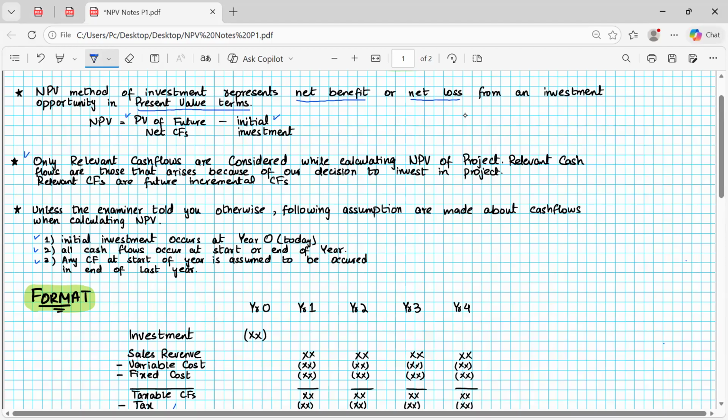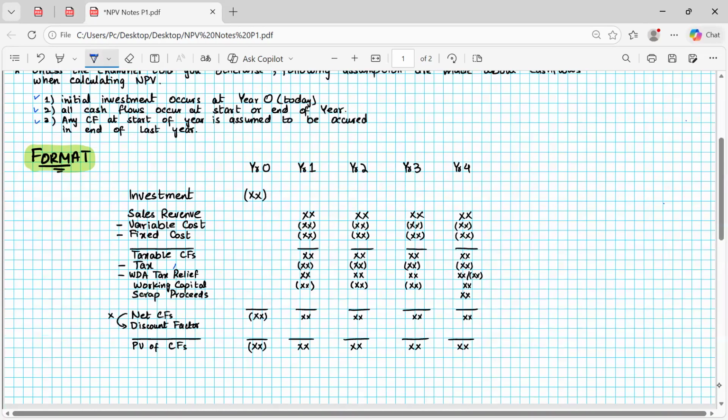Okay, both will be considered as year one. So these are the few points that you should remember. Now the NPV format, you can see it's a detailed format. It was not like that previously in management accounting.